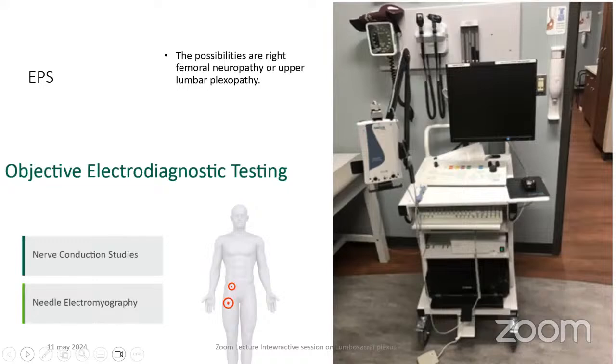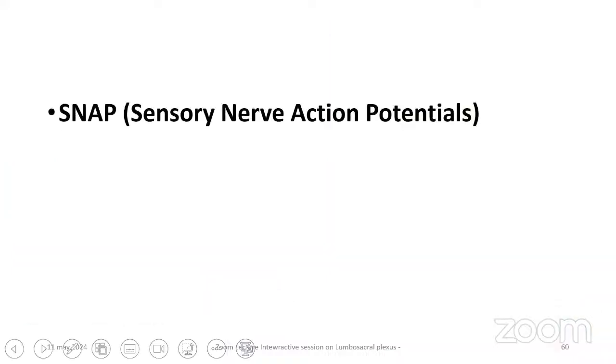Right. So we need to consider the possibilities of right femoral neuropathy or upper lumbar plexus. You have to decide. You have to do nerve conduction studies and EMGs. So we'll be briefly discussing these aspects also in this.